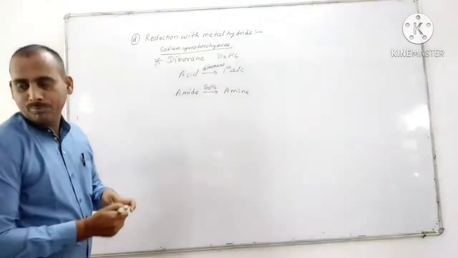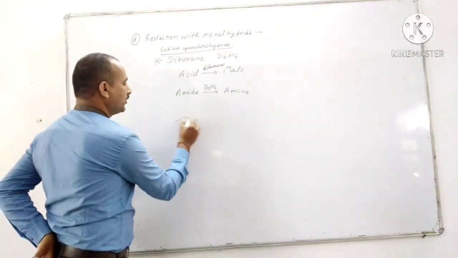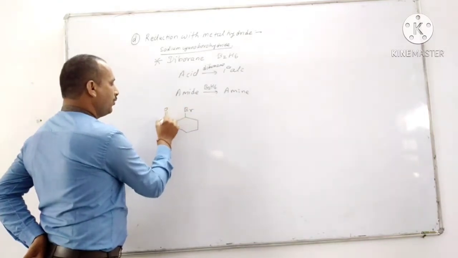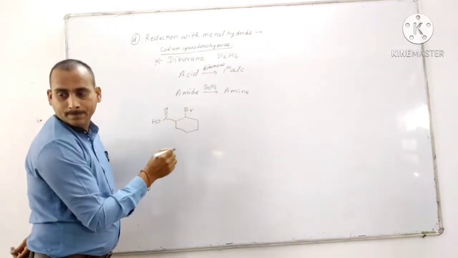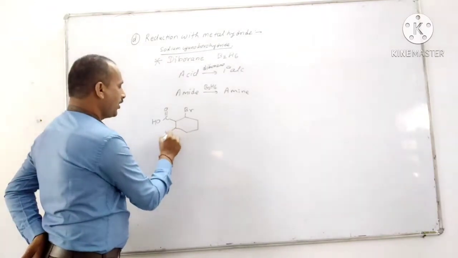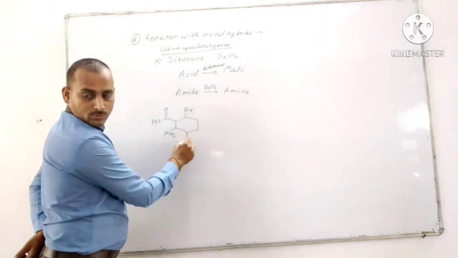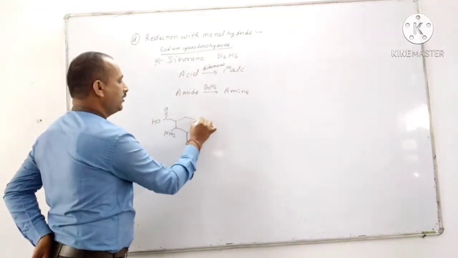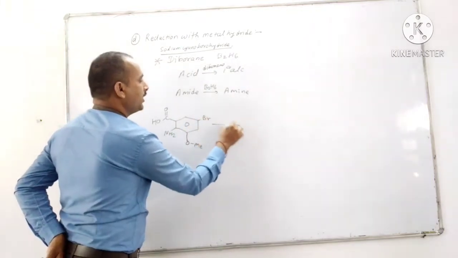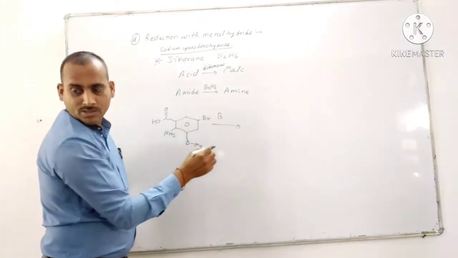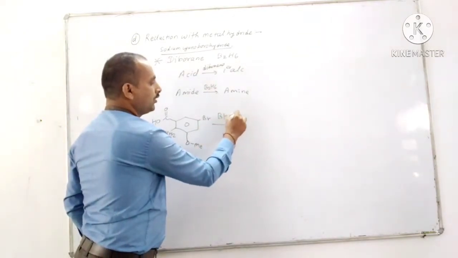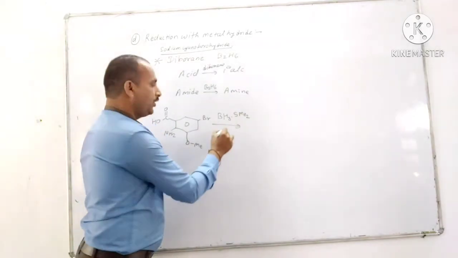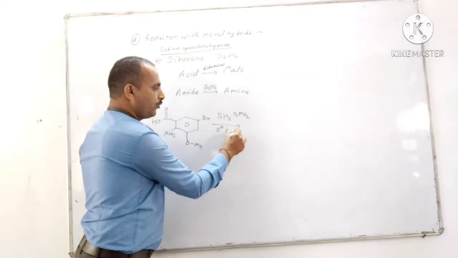So let's see the example of diborane. Br, COOH, NH2, OMe. This Br is present here. So in presence of BH3 dimethyl sulfide, BMS, 0 degrees to room temperature.